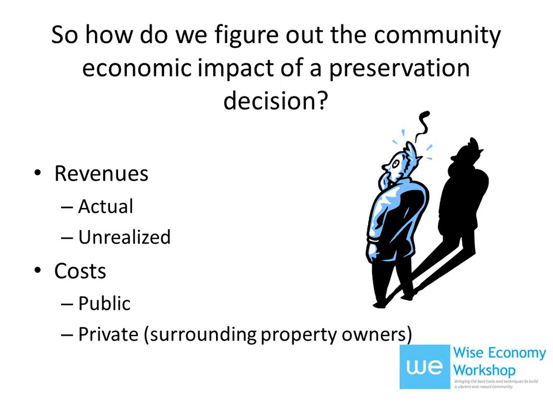So how do we figure out the community economic impact of a preservation decision? We can look at the revenues. We can look at the actual revenues realized, and we can look at the unrealized revenues. We can look at the cost. We can look at the cost to the public sector, and in most cases, those are actually going to turn out to be easier to calculate because you can get the information a little bit more easily, and I'll show you that in a second. But you can also look at costs to surrounding property owners or other private property owners.